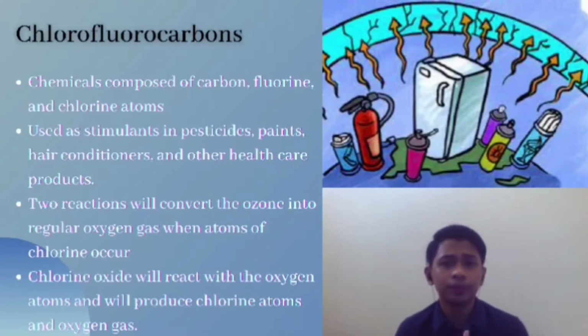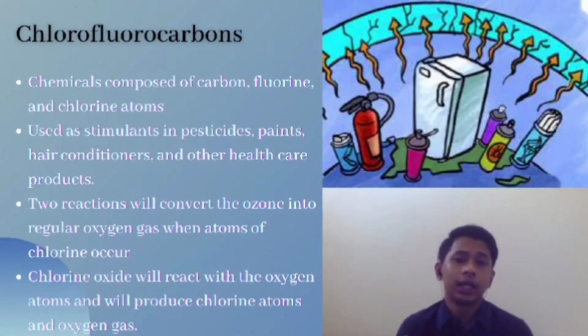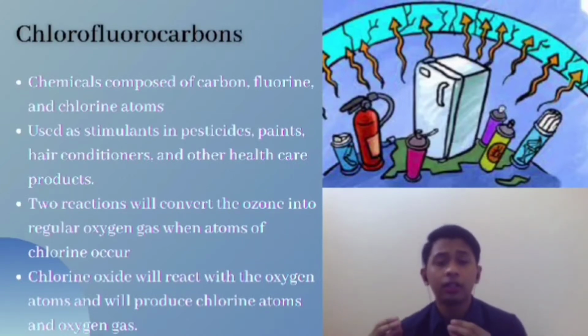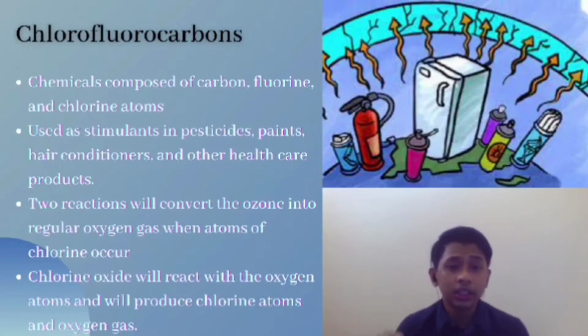Chlorofluorocarbon will make a reaction, which is two reactions that will convert the ozone into regular oxygen gas when a chlorine atom occurs. Based on that, the chlorine atom reacts with the ozone to produce chlorine oxide and oxygen gas. As a result, the chlorine oxide will react with the oxygen atom and will produce chlorine atoms and oxygen gas. This reaction will occur continuously and cause the ozone layer to thin, resulting in ultraviolet radiation entering the Earth's space in large quantities.